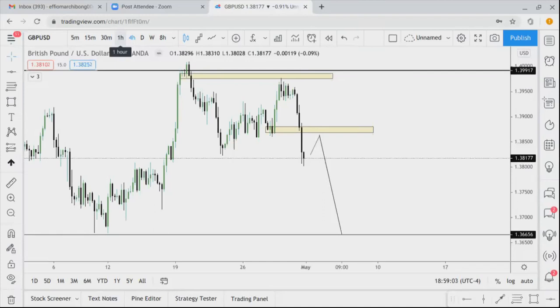Okay, and then secure partials, yes. And then you leave that runner and see if it's going to get to take profit two. If it doesn't, then it's fine. If it does, then why not?